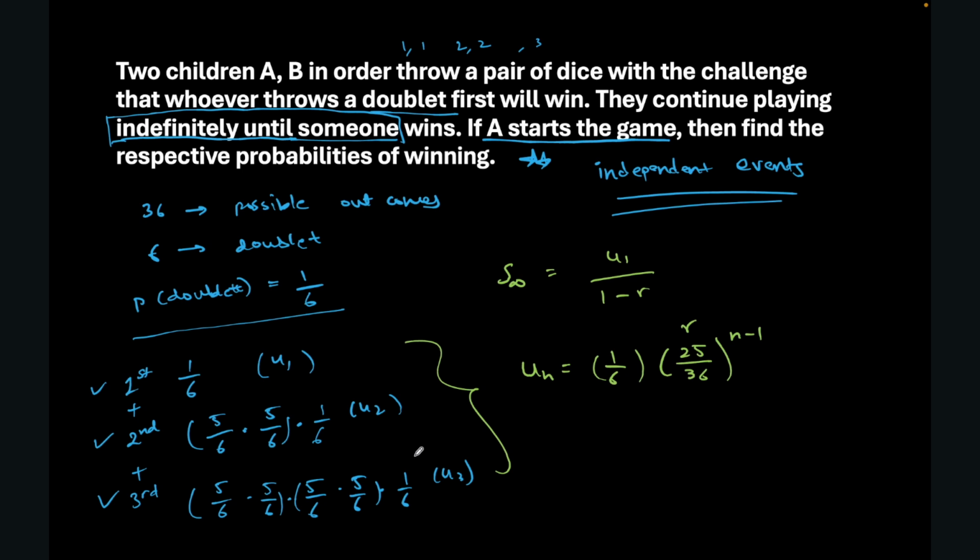Again, think about it. How can A win? A can only win if B fails, or A wins in the first shot, which is the easiest situation. In the second round, A can win if A fails, which is 5 by 6, and then B must also fail, right? Because remember, it's either A wins or B wins, right? There's no in between. It's just one winner, okay? Kind of like the mutually exclusive case as well, right?